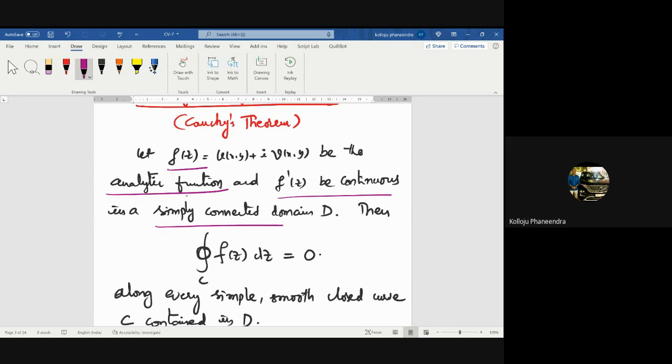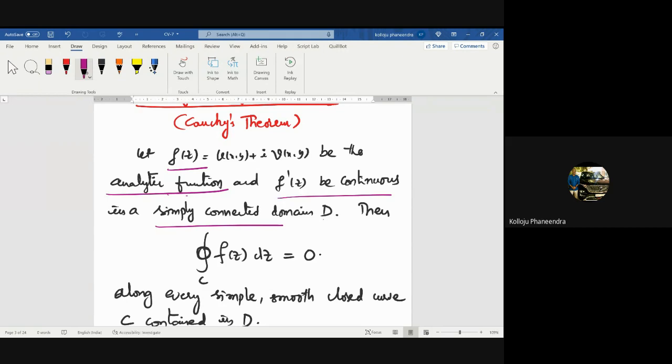If these conditions are satisfied, first condition, f of z is analytic. Second condition, f dash z is continuous. Actually, there is no need for f dash z to be continuous. Later on, this Cauchy's theorem was modified, named the Cauchy-Goursat theorem. So, only one important condition is what? f of z must be analytic function in a simply connected domain D. Remember this point. Analytic function means it must be derivable at a point and in a small neighborhood also.